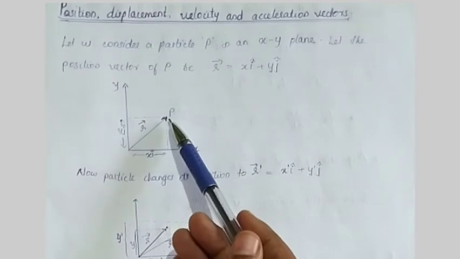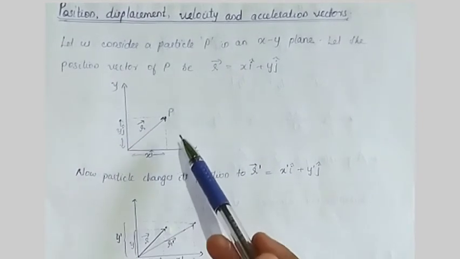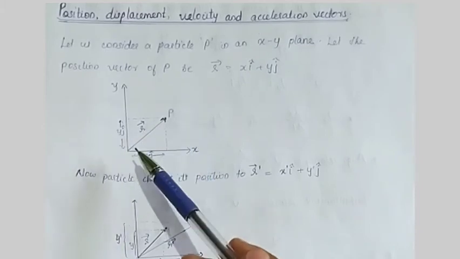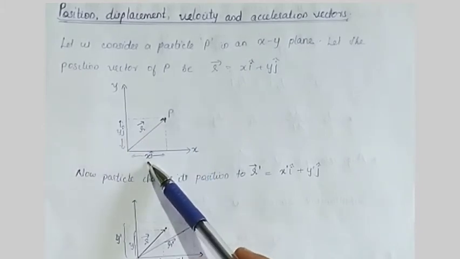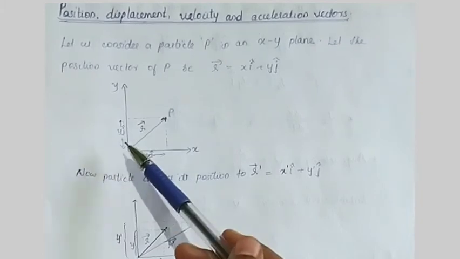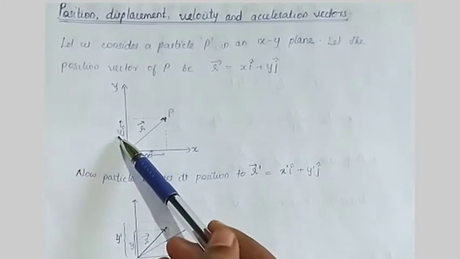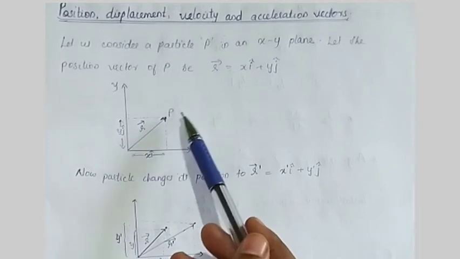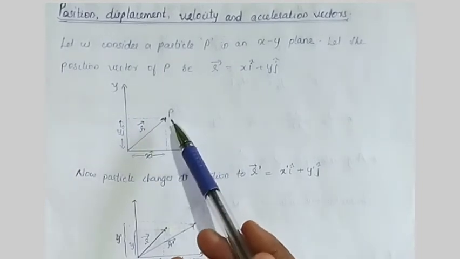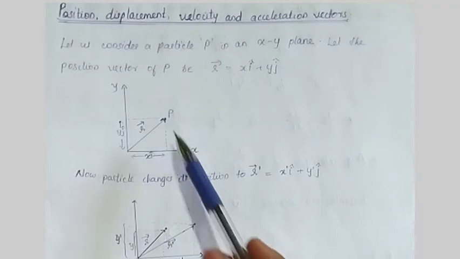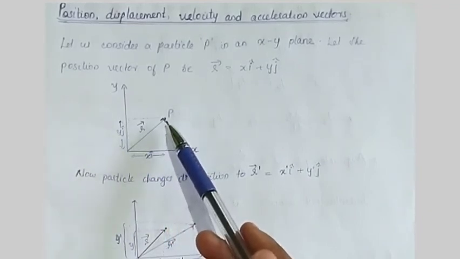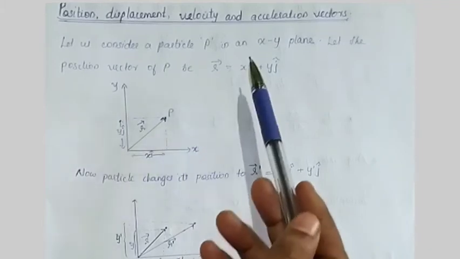What this means is the particle P is in an xy plane such that its distance along x axis is x and its distance along y axis is y. So, we represent altogether the position as x i cap plus y j cap. So, here a particle P in an xy plane is represented by its position vector r is equal to x i cap plus y j cap.